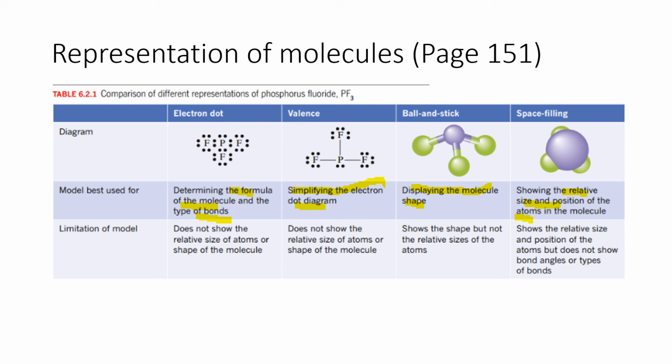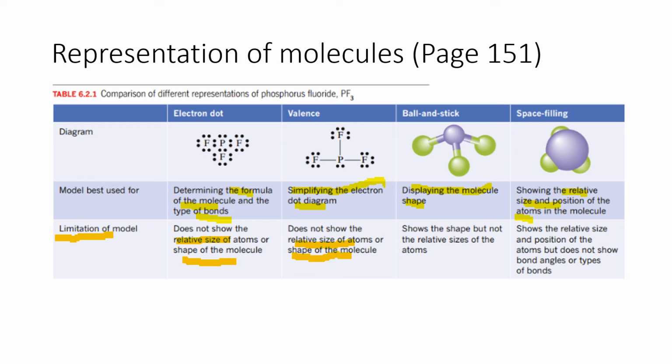Alright, so each of these diagrams has its own advantage and disadvantage. As you can see, the one that we have discussed so far throughout our lesson, electron dot, which is the Lewis diagram, is useful to determine the formula of the molecules and the type of bonds. Whereas the valence structure simplifies the electron dot diagram. But there are some weaknesses to both of these methods. You can see the limitation of the model. Highlighting this for you, electron dot does not show the relative size of the atoms or shapes of the molecule. The same goes for valence as well, which is why bond state and space filling come into the context.